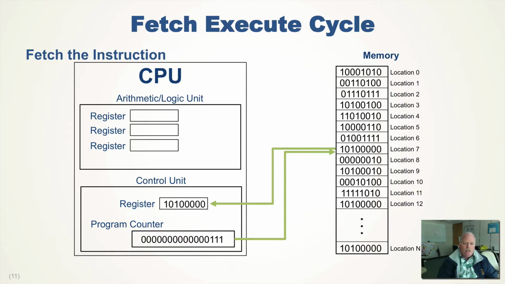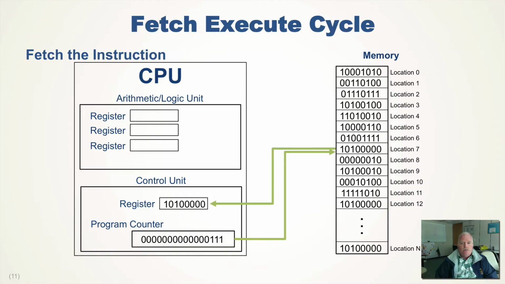Some instructions might change the program counter by more than one. For example, if you wanted to go do something else, you might change the program counter dramatically, but you basically just keep doing this cycle of fetch the next instruction, execute the next instruction, fetch the next instruction, execute it. And that's all the CPU does, fetch and execute.